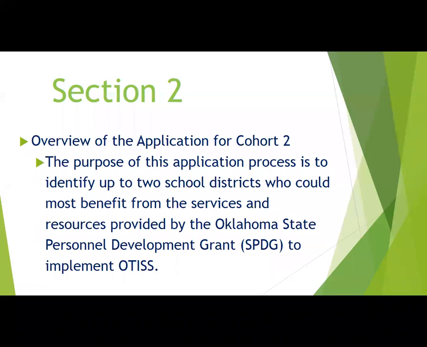Section 2 is an overview of the application for Cohort 2. The purpose of this application process is to identify up to 2 school districts who could most benefit from the services and resources provided by the Oklahoma State Personnel Development Grant to implement OTISS.